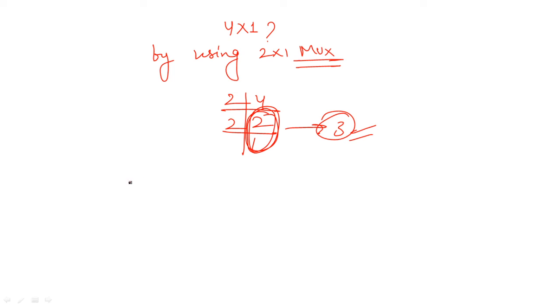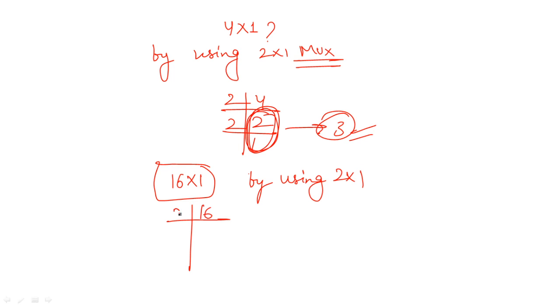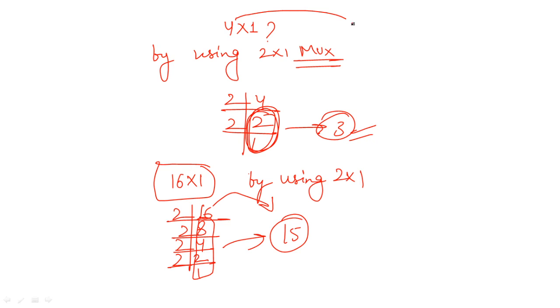Okay, if you want to construct the 16x1 multiplexer by using the 2x1 multiplexer, then what will be the process? Same process. 2 8s are 16, 2 4s are 8, 2 2s are 4, 2 1s are 2. So except the upper value, just add all the others. 8 plus 2 is 10, 4 more is 14, and 1 more is 15. So you can see it is 1 less than 16, just like 3 is 1 less than 4.